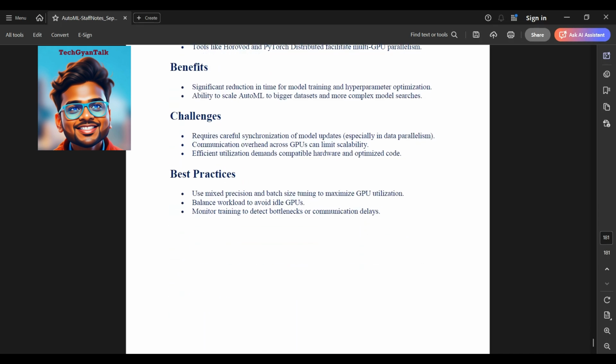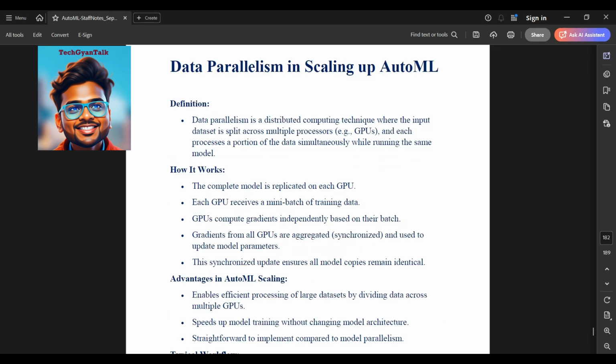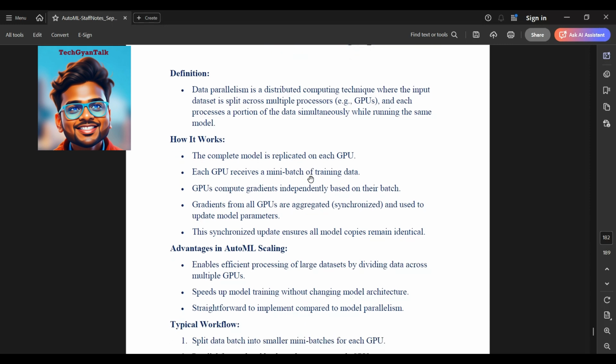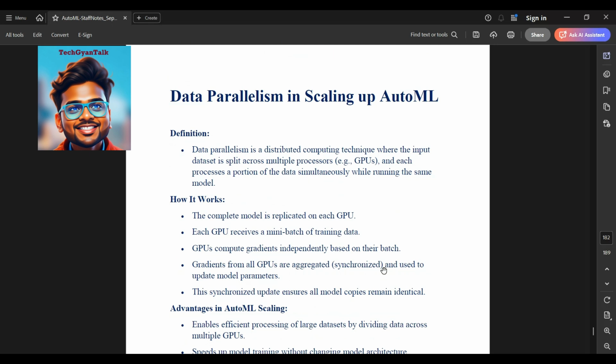And just hold on a second. Going back, let us start with data parallelism. So, what is data parallelism in scaling up AutoML? Data parallelism is a distributed computing technique where the input dataset is split across multiple processors, for example GPUs, and each processes a portion of the data simultaneously while running the same model. And how does this data parallelism work?